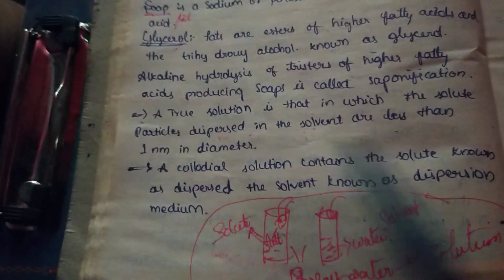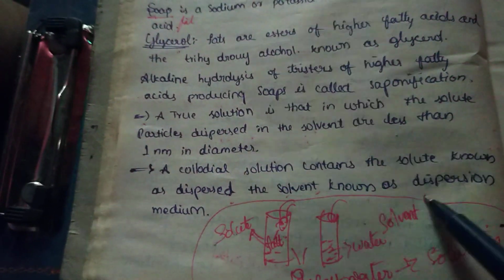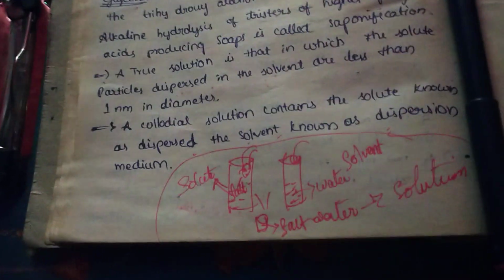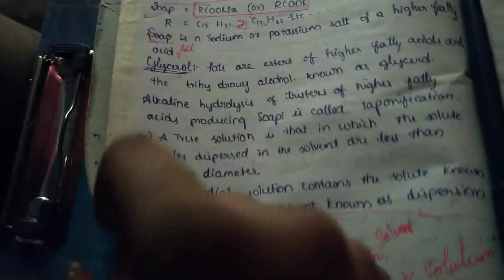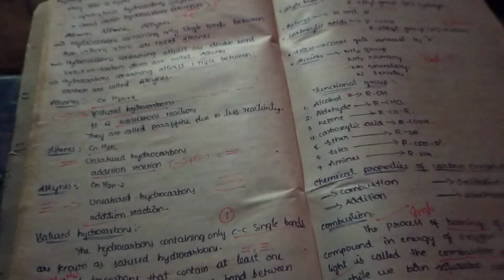So here the solute is known as the dispersed phase, and the solvent is known as the dispersion medium. That's it, today's class is over, guys. I think you have learned a lot about carbon and its compounds, and you have understood the topic very clearly.